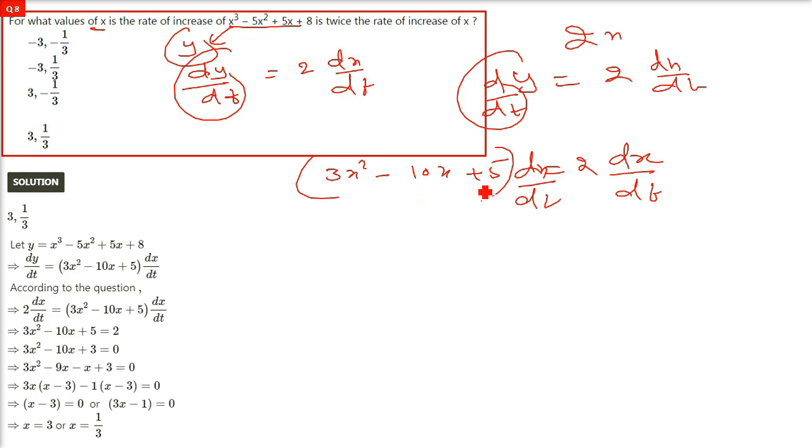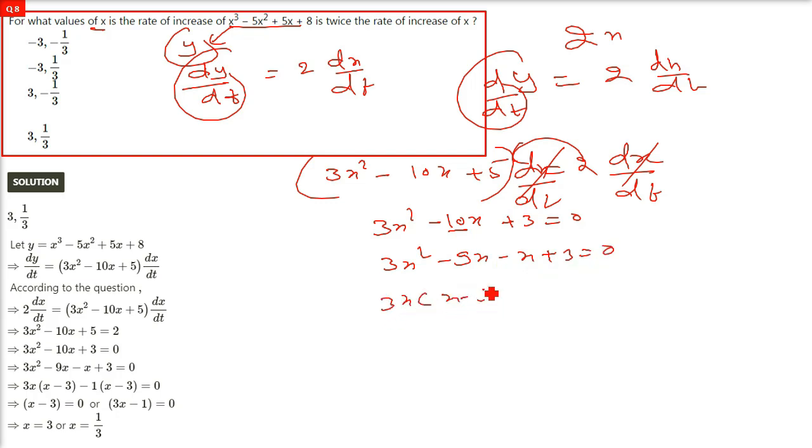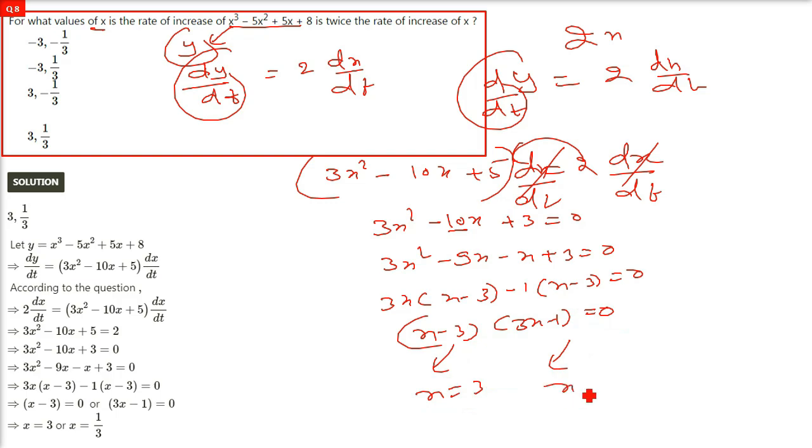You will get a quadratic equation that you can solve easily. So 3x square minus 10x, and this 5 minus 2 is going to be 3, so plus 3 equals 0. So 3x square, you can just write it as minus 9x minus x plus 3 equals 0. 3x you can take common, x minus 3, minus 1 common, x minus 3 equals 0. So x minus 3 into 3x minus 1 equals 0. From here, x equals 3. From here, x equals 1 by 3.